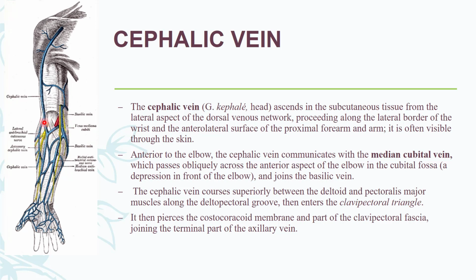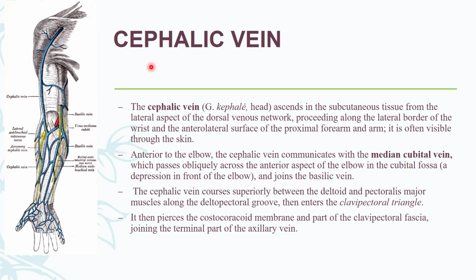The cephalic vein courses superiorly between the deltoid and the pectoralis major muscle. See here in this diagram, this is the deltoid muscle and there is the pectoralis major muscle. So this cephalic vein goes into the deltopectoral groove and then it enters the clavipectoral fascia. Remember this, as we discussed in the lecture on fascia, that the clavipectoral fascia is pierced by three structures. One of those three structures is the cephalic vein.